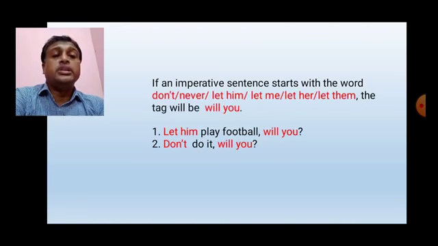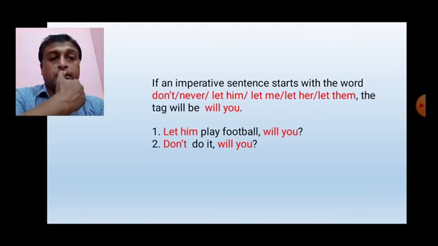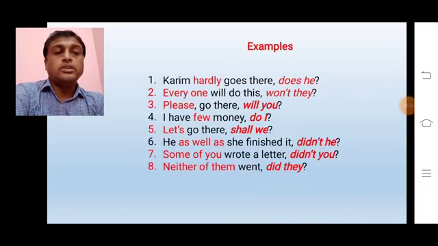Our next rule is if an imperative sentence starts with the word don't, never, let him, let me, let her, let them, the tag will be will you. Okay students, now we will solve these examples. Our first example is Karim hardly goes there.